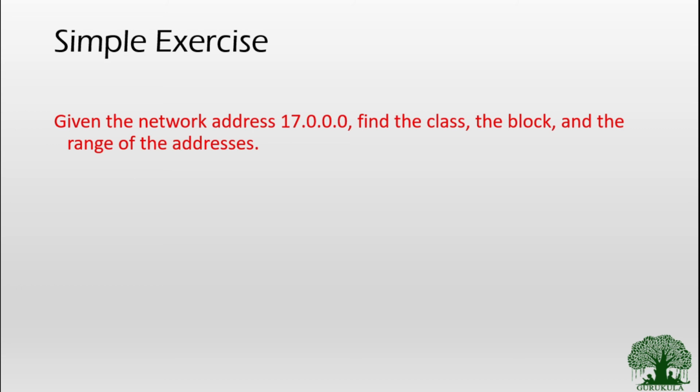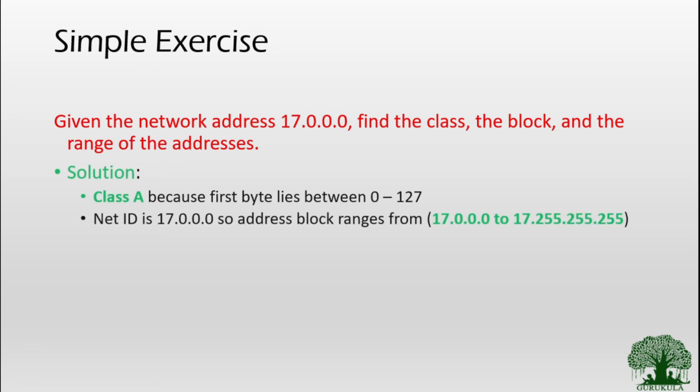So let's take a simple exercise here. Given the network address, that is 17.0.0.0, you are expected to find out what is the class, what is the block, and what is the range of the IP addresses. By looking at the number, I can say that it starts with 17. So if it is 17, I can clearly say that it belongs to class A address.